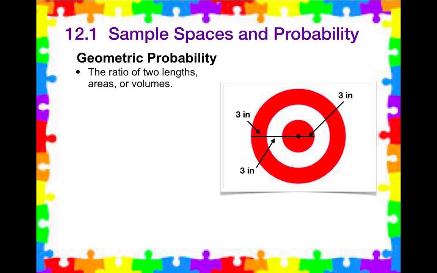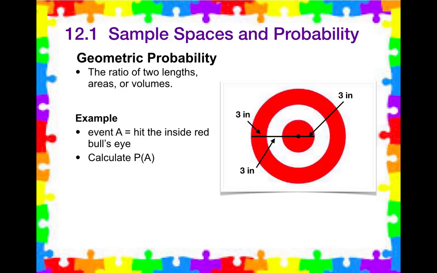Geometric probability is the ratio of two lengths, areas, or volumes. And in this case, we have a target, and we want to see if we can hit inside the red bullseye. So we're going to calculate the probability of hitting in here. Now we're going to assume that no matter what I throw, it's always going to be within this big circle here, which is kind of a crazy assumption, but let's just pretend that this is the total area. So this is what we'll call our sample space.